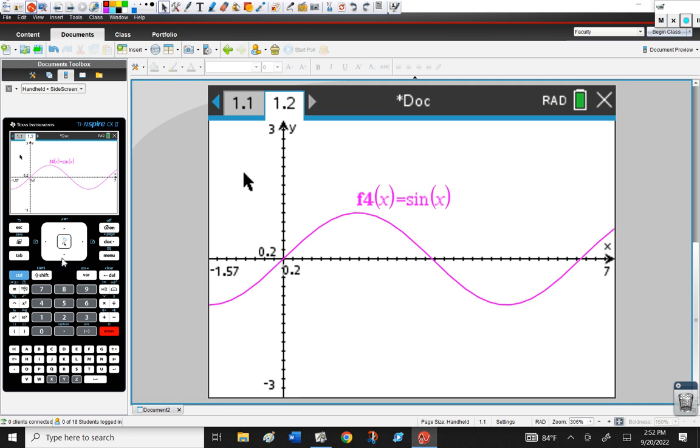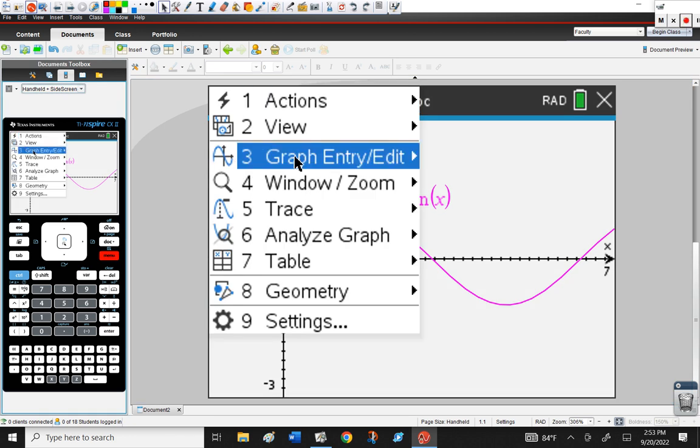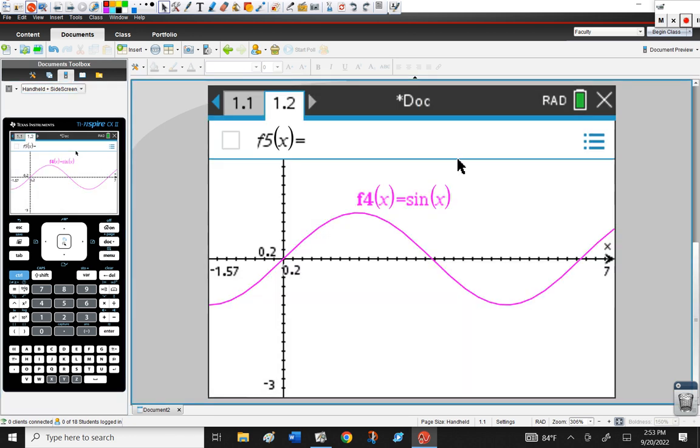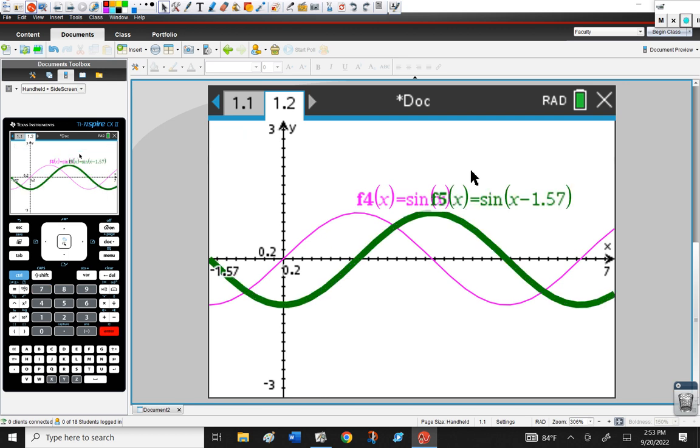Now what I'm going to do is add a graph. This time, I am going to take sine of x and shift it to the right 1.57. And look at what this looks like. It takes all the points and shifts the graph over to the right.